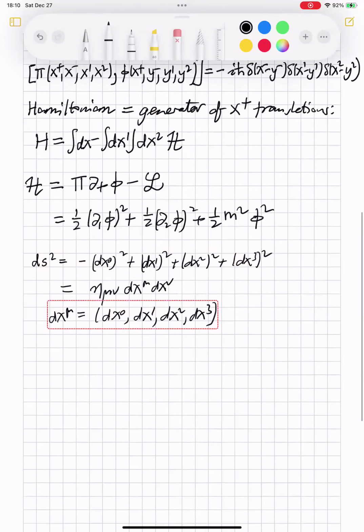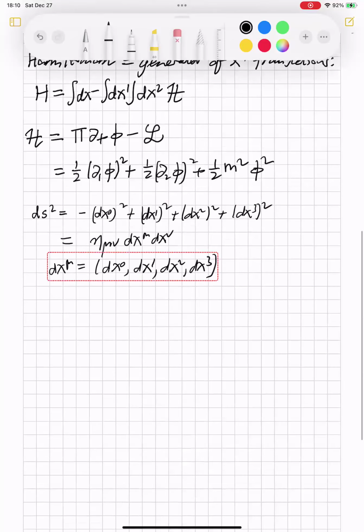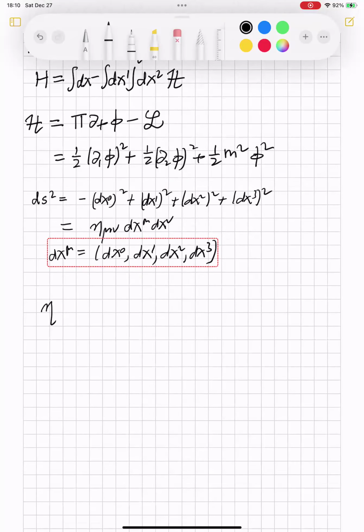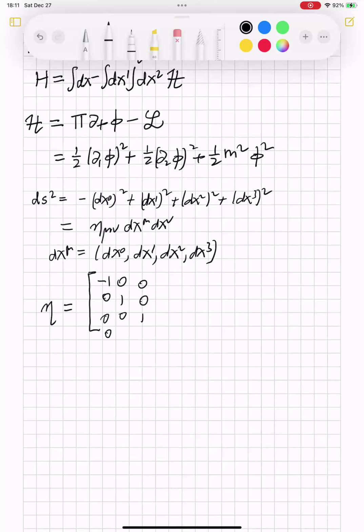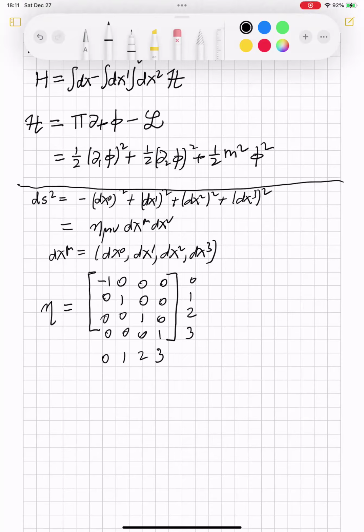In the eta mu nu dx mu dx nu, mu and nu are summed. And what are the components of the metric? Well, the metric looks like a diagonal matrix. It's a minus 1, naught, naught, a 1, naught, naught, 1, naught, naught, and finally all noughts except for that 1. If you look at the rows and columns of this metric, they are labeled as 0, 1, 2, 3, 0, 1, 2, 3. So this is all stuff that I think that you're very familiar with.